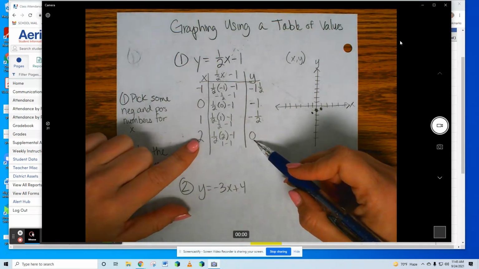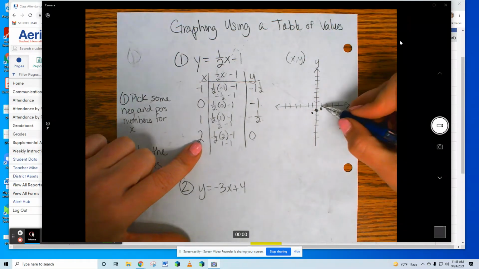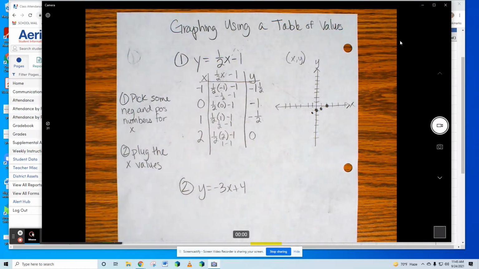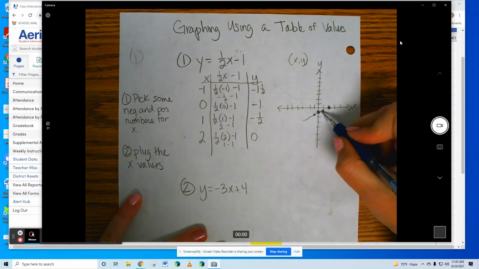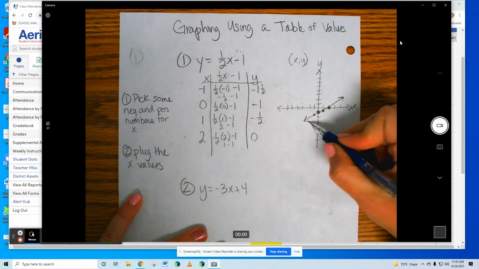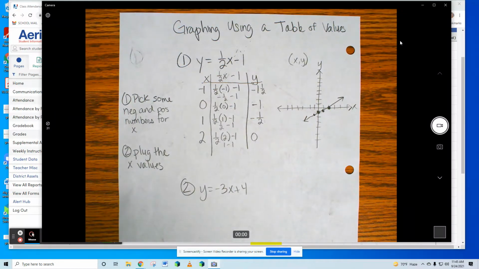Last point, 2, comma, 0. Over 2, up nothing. And then you connect the dots with a ruler. All right, let's do number 2.